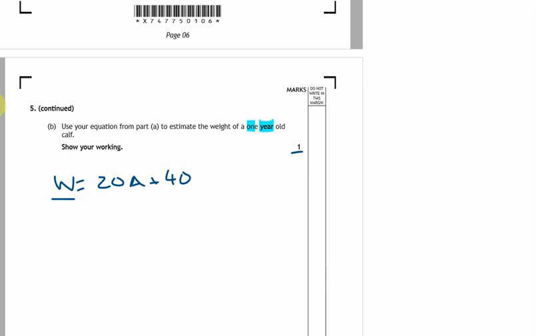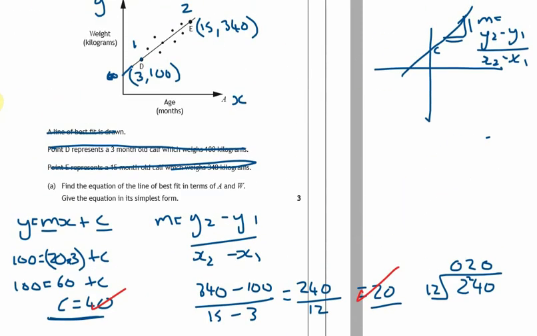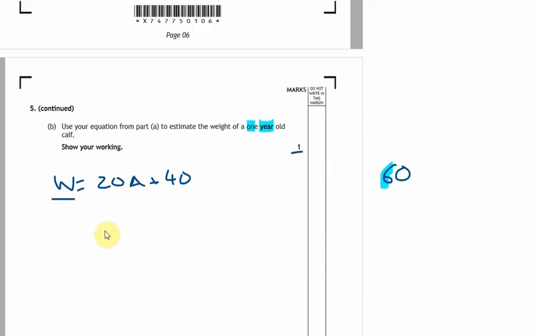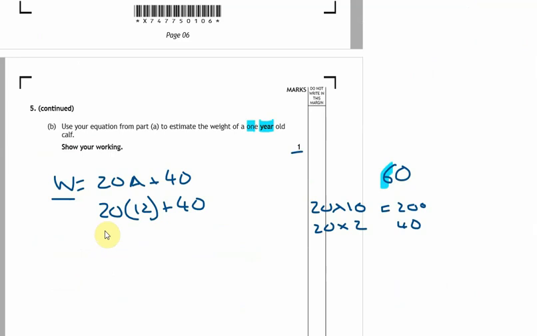Now, say we put in 1, we would get an answer of 60, so I'm just going to write 60 up here to remind me. Right, so 60 is if we put in 1. But it's 1 year. So everyone should know there's 12 months in a year. If you don't, we've got problems. Okay, so it's 20 times 12 plus 40. So what's 20 times 12? Well, that's just the same as 20 times 10 plus 20 times 2. So that's 200 plus 40, so it's 240. 240 plus 40.